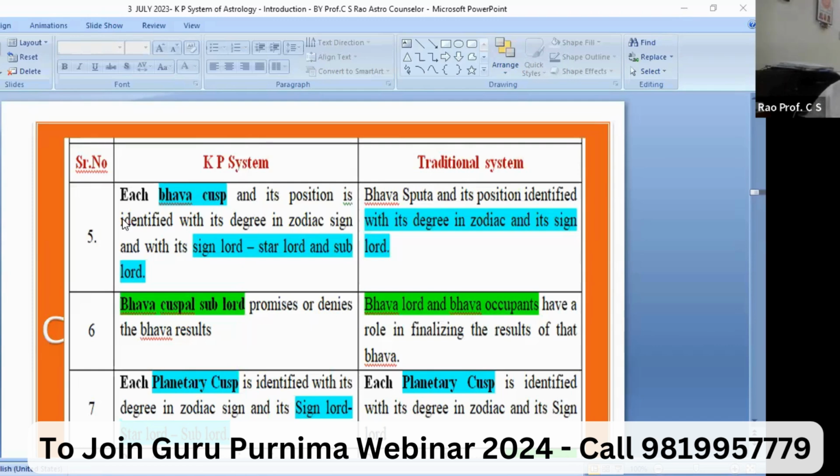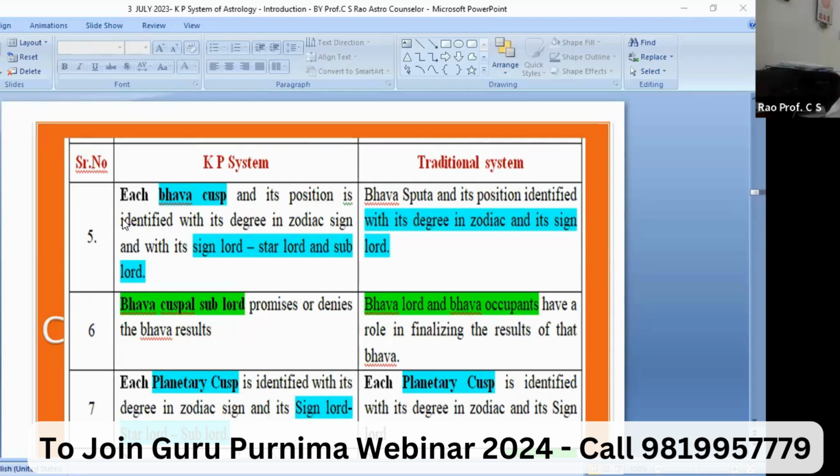In the KP system, each Bhava cusp is identified, described and explained by its sign lord, star lord and sublord throughout your predictive part. We'll prepare another table for that; we are coming to that later. Like that, the Bhava cuspal sublord promises or denies the Bhava results. So now, the predictive part, the Bhava results.